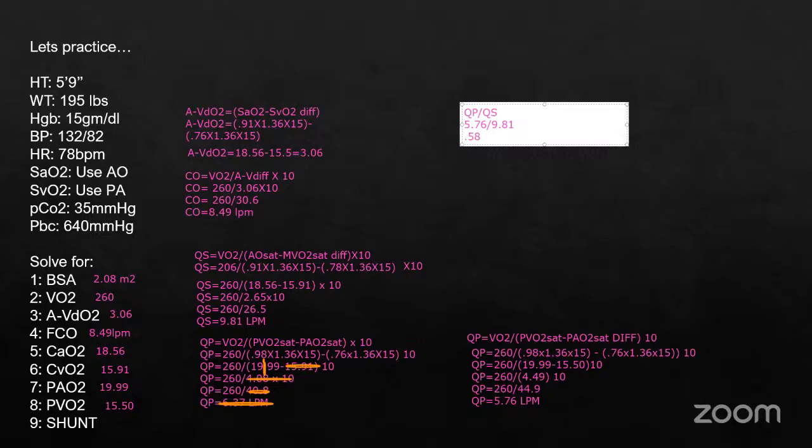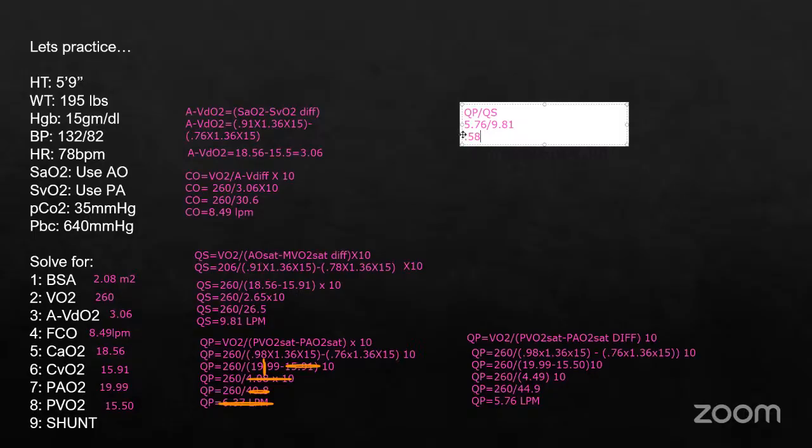Is that correct? The shunt formula. Everybody got that? Yes, no? For the QP, I got 5.79, so that's fine, it only changes it slightly. So I got 0.59. Okay, that's fine, that's what I got also. You probably used another decimal, which is fine.